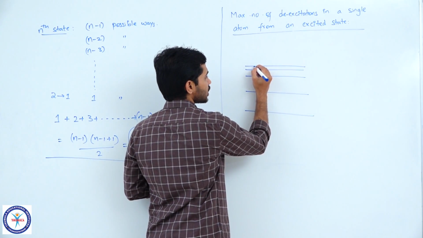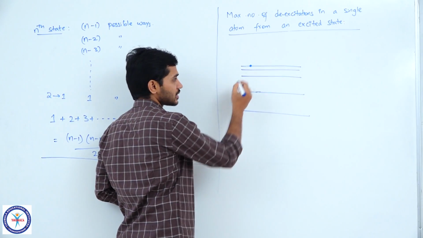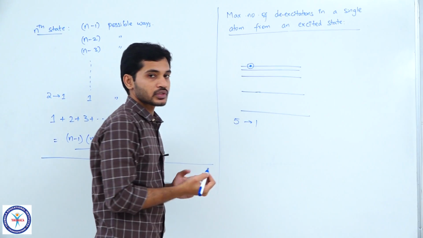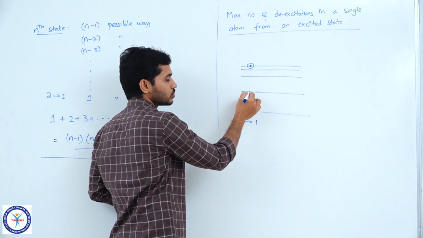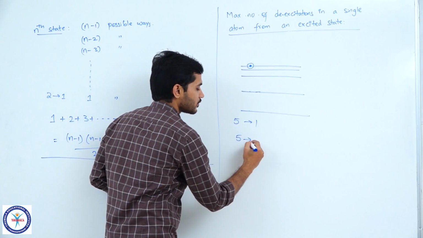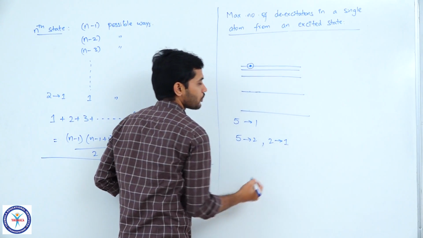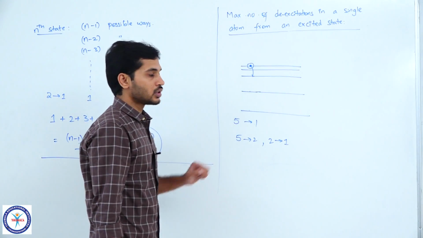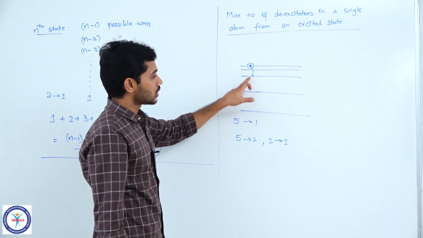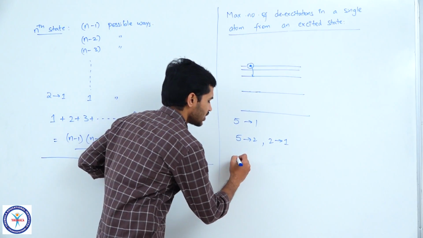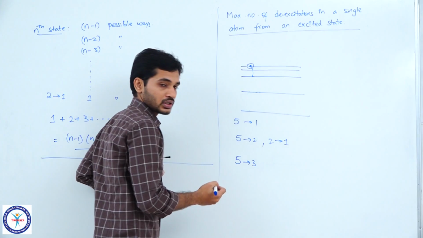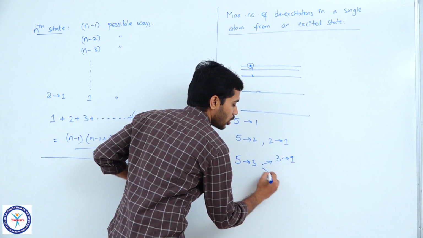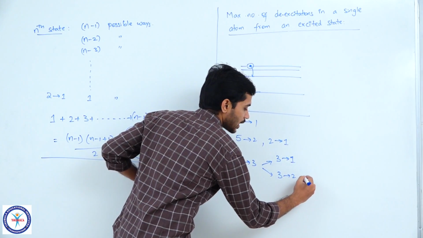Let us say the electron is initially in the fifth state. What are the possible ways that are present for a single electron? It can directly go from 5 to 1. Yes, it can go from 5 to 2, then 2 to 1. Or it can go from 5 to 3, which is this. It can go from 5 to 3, 3 to 1, or 5 to 3, 3 to 2, 2 to 1. So I will just write it down here. The electron can go from 5 to 3, and after 5 to 3 it can go directly from 3 to 1, or it can go from 3 to 2 and then 2 to 1.